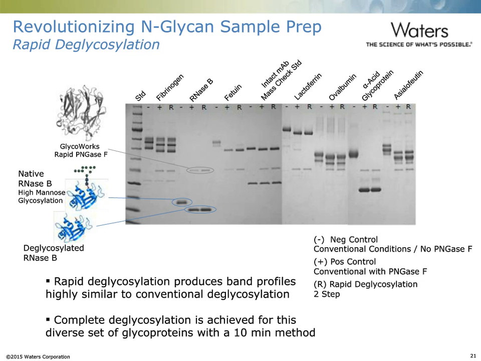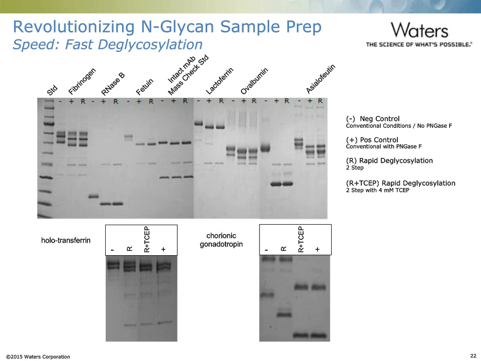It is worth noting that some glycoproteins must be subjected to reducing conditions in order to achieve complete deglycosylation. For instance, samples of transferrin and gonadotropin were found to present bands indicative of incomplete deglycosylation upon initial attempts to apply rapid deglycosylation. Accordingly, rapid deglycosylation was also performed in the presence of 4 millimolar TCEP reducing agent. TCEP, being non-nucleophilic, was chosen over thiol-reducing agents to ensure compatibility with rapid tagging labeling reactions. With a TCEP-reducing condition, rapid deglycosylation yielded band profiles comparable to the conventional SDS and DTT approach. These results demonstrate the utility of rapid deglycosylation for a very diverse set of glycoproteins.